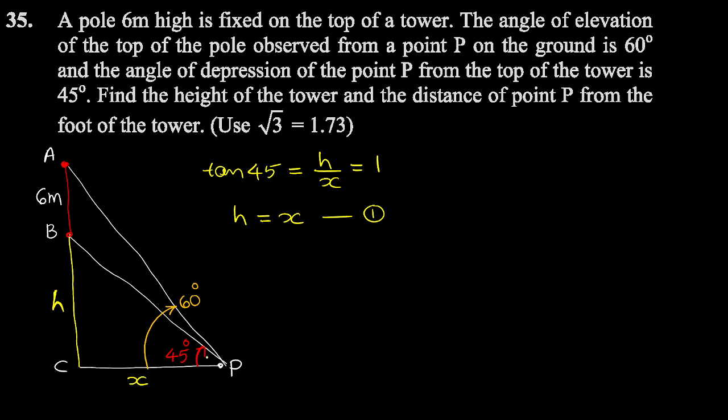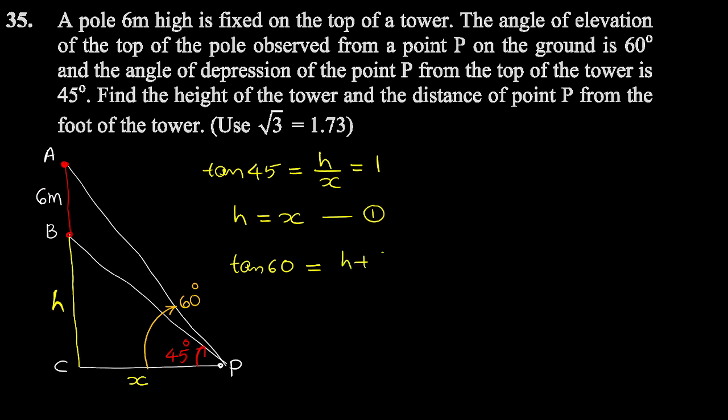Okay, now there is one more angle, tan 60. Always take tan on each angle. Tan 60, the side opposite to 60. Look at that picture. The side opposite to 60 is h plus 6. Correct? The side opposite to angle 60 is h plus 6.